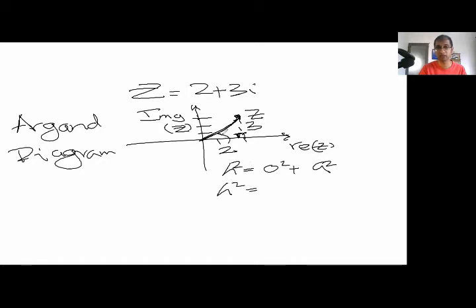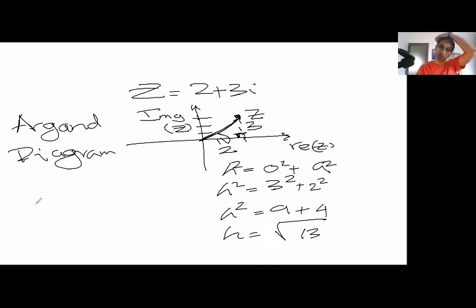So if that's the angle here, theta, opposite is 3. So 3 squared plus the adjacent, which is 2, 2 squared. So h squared is 9 plus 4. And h is square root of 9 plus 4, which is root of 13. So the length of the complex number is root of 13. And that's it. That's how we find the length of a complex number.